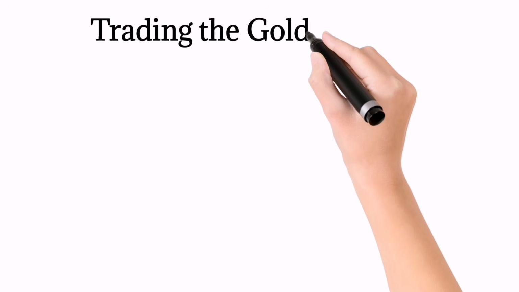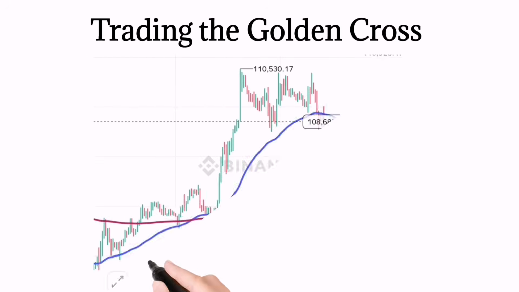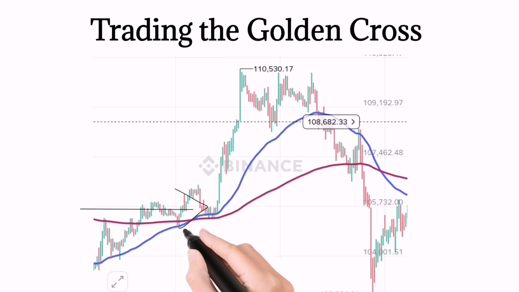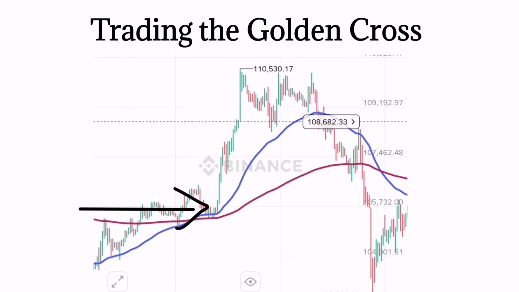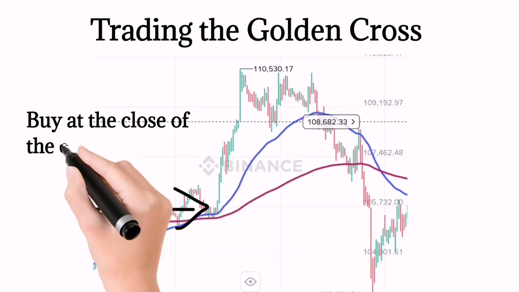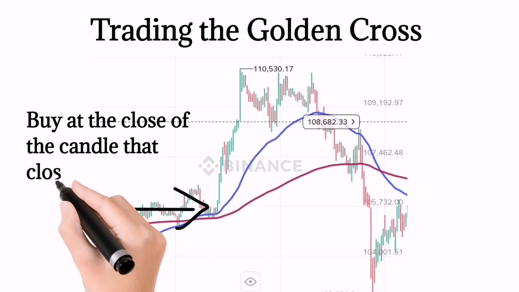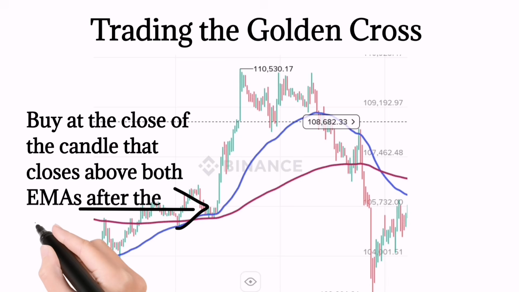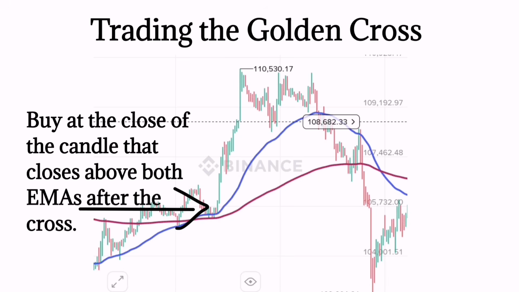Trading the golden cross. Entry rule. Buy at the close of the candle that closes above both EMAs after the cross. Conservative traders wait for a tiny pullback to the 50 EMA and buy on a bullish bounce. Stop loss placement. Place a stop just below the most recent swing low or 5 ATRs below entry, whichever is tighter. This protects against whipsaws.